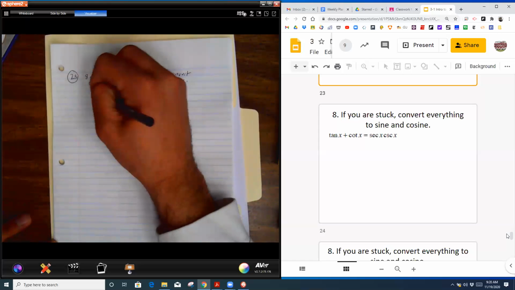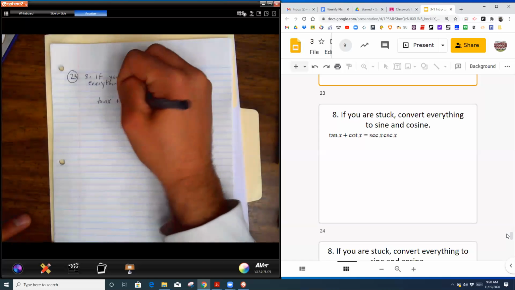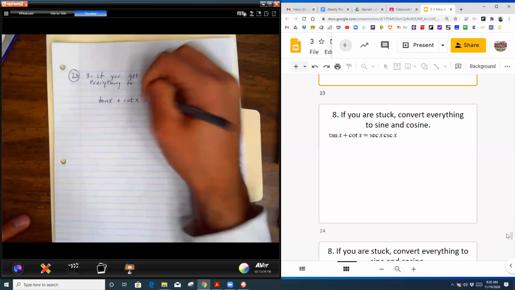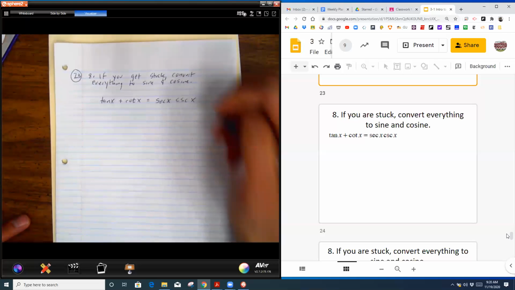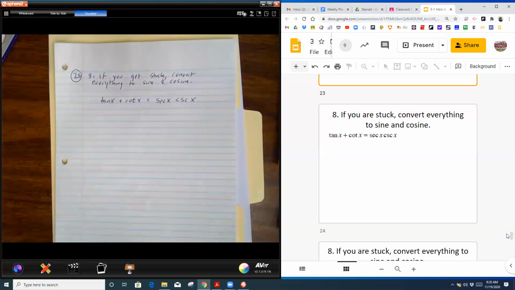So we have tan of x plus cotan of x is equal to secant of x times the cosecant of x. So I would say this is like a last resort, but it is a resort, right? It's nice. Airfare's cheap because of the pandemic. It's a beautiful resort. So, and I know I'm about to contradict myself, be a hypocrite. I said, don't work on both sides, but as a last resort, you can work on both sides and convert everything to sine and cosine.